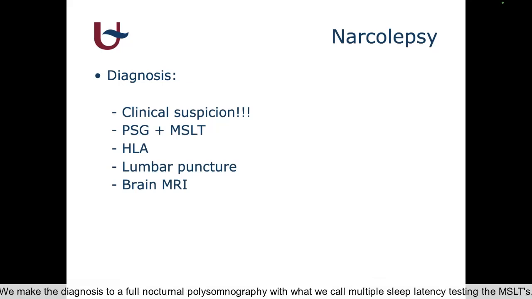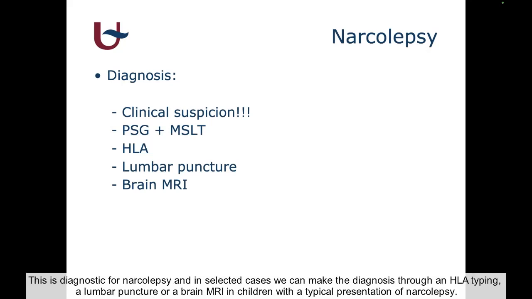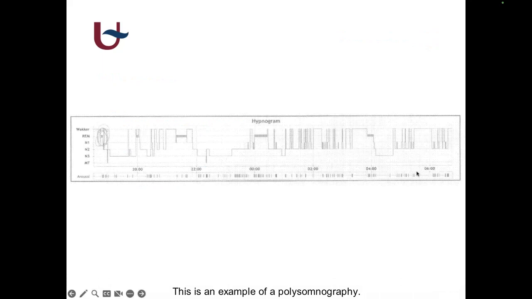We make the diagnosis through a full nocturnal polysomnography with what we call multiple sleep latency testing, the MSLTs. We ask the patient to take 3 or 4 naps during the daytime. If they fall asleep rapidly, if they have REM episodes on these naps, this is diagnostic for narcolepsy. And in selected cases, we can make the diagnosis through an HLA typing, a lumbar puncture, or a brain MRI in children with a typical presentation of narcolepsy.